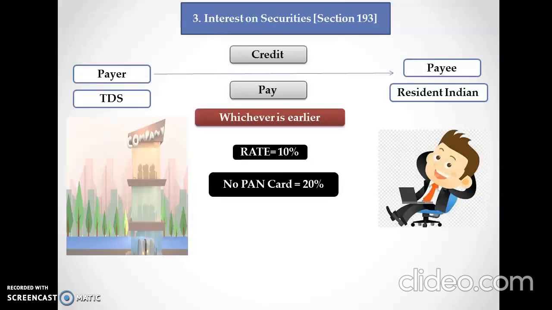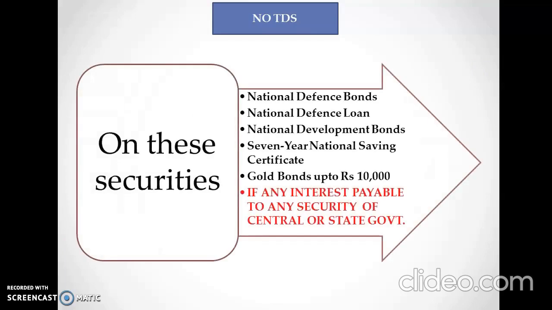Now, on some interest on securities no TDS will be deducted; there are certain exceptions. If it is a national defense bond related to national defense loan, national development bonds, 7-year national savings certificate, gold bonds up to rupees 10,000, or any of the securities of the central or the state government, then on the interest from these no TDS will be deducted.